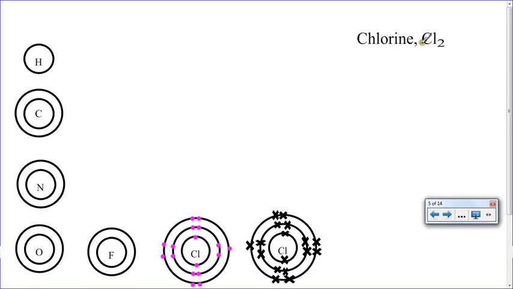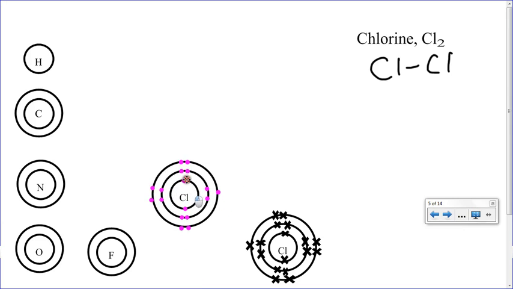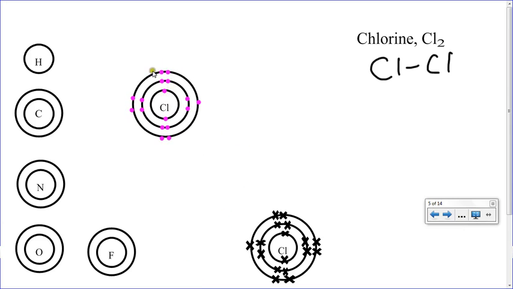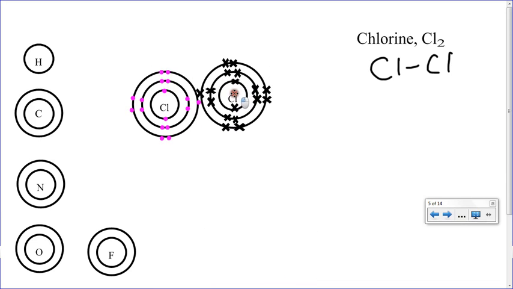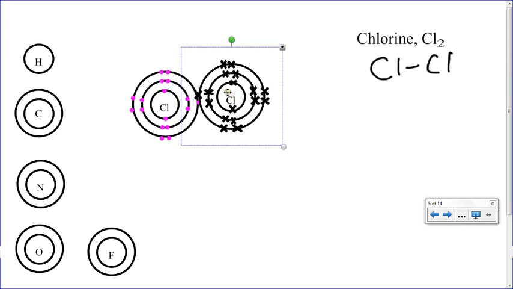Chlorine, there are obviously two chlorine atoms in the molecule, so there's chlorine, and let's show what happens with the electrons. So this one has 7 electrons, it would like to have 8 electrons in its outer shell. So there you go, by drawing them together like that, this atom has 8 in its outer shell, this atom has 8 in its outer shell, so those chlorine atoms are both now stable.